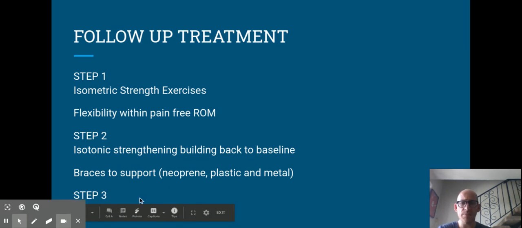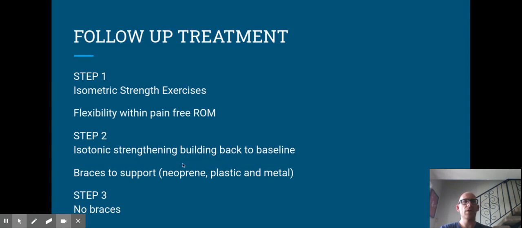A couple of different types of braces. You have neoprene braces, which primarily are there to keep the injured area warm during activity, because a warm joint generally functions better than a cold joint. And then you can have ones with plastic and metal supports, which are there to provide more of a functional structural support to the joint. Okay, and then step 3 is to go back to participation without braces.